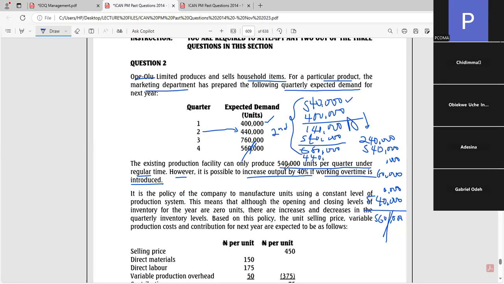But in this case, your current production of 540 units can meet up with your output for the year. So why are you talking about working overtime? There's no need for you to work overtime.